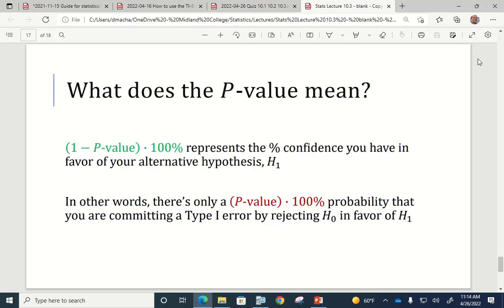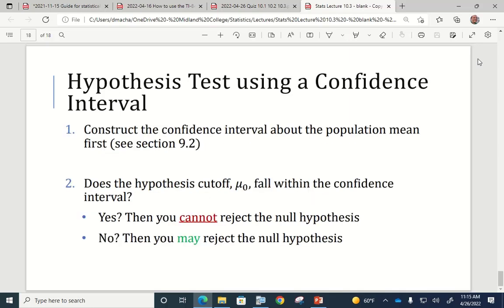So we want your p-value to be low. A low p-value represents a high degree of confidence. And another way you could do this is you could start off by constructing a confidence interval, just like we did in section 9.2. And if your cutoff, the boundary in between your null hypothesis and your alternative hypothesis, falls inside of the confidence interval, then you can't reject your null hypothesis. You don't have enough evidence to conclude in favor of your alternative hypothesis. But if that hypothesis cutoff falls outside of your confidence interval, then you do have enough evidence to reject your null hypothesis.